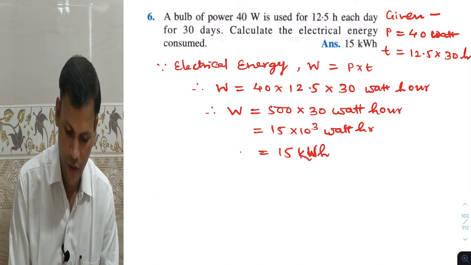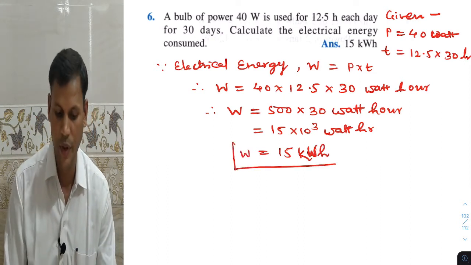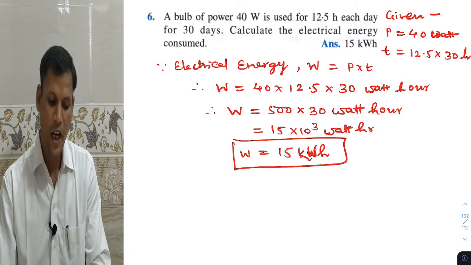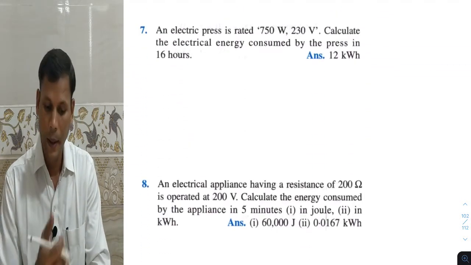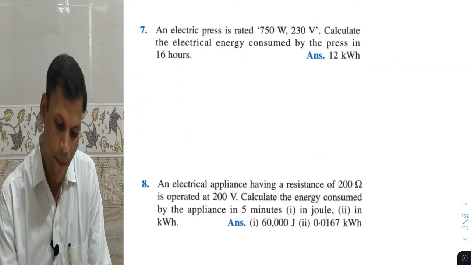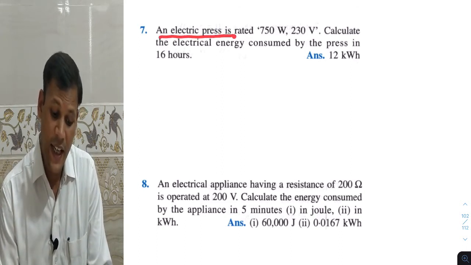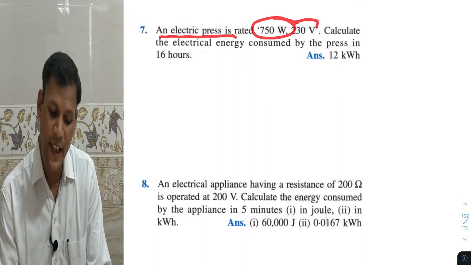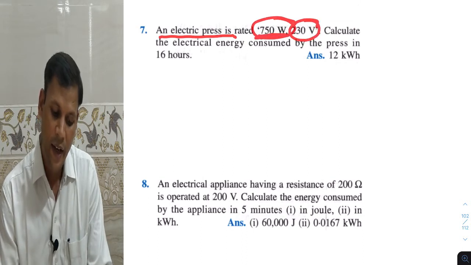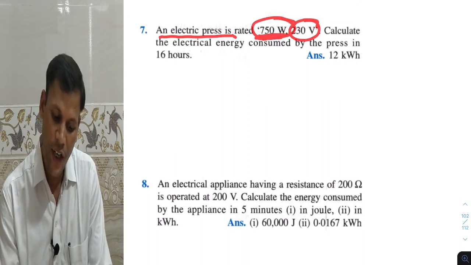It is work done or energy consumed. So we get the answer. Now question number 7. An electric press is rated... वापस से इसका पावर रेटिंग दिया है. देखिए पावर रेटिंग में क्या दिया है, ये पावर है और ये वोल्टेज है.